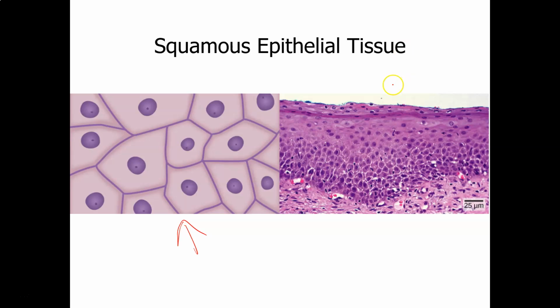But this would be like a cross section through the skin, and that's showing you the different layers of the skin. And what the squamous epithelial tissue looks like, or what the stratified, I'm sorry, this is simple, this is stratified. This is layers of squamous cells. Sorry, my writing is horrible.